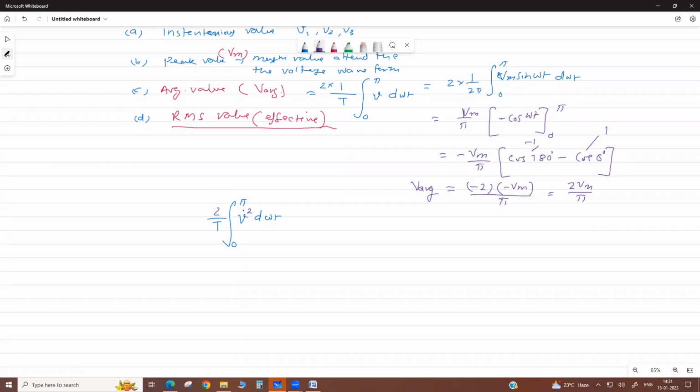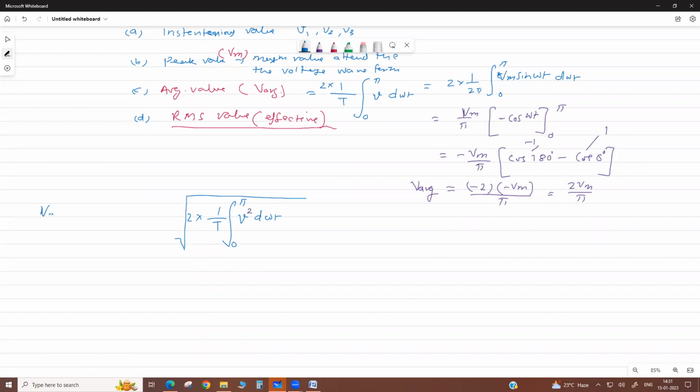Double of this. 1 by t, and 2 into 1 by t, double of this. Then square, then root. So we have to calculate square, then mean, then root. That's why it is the RMS value.